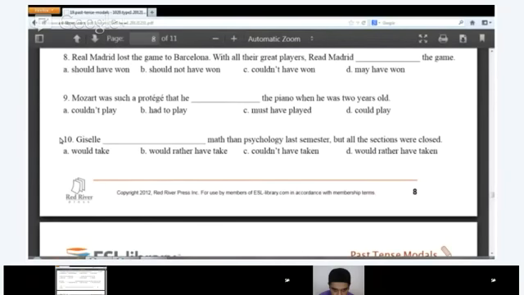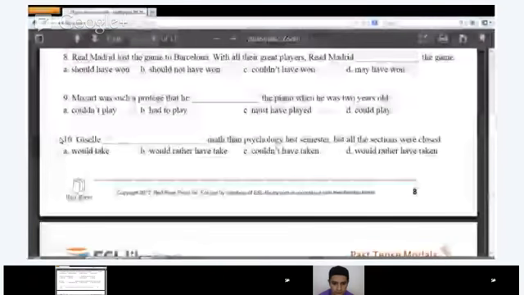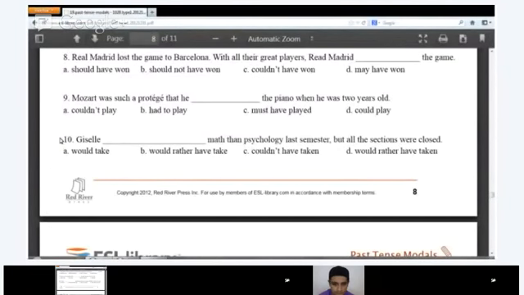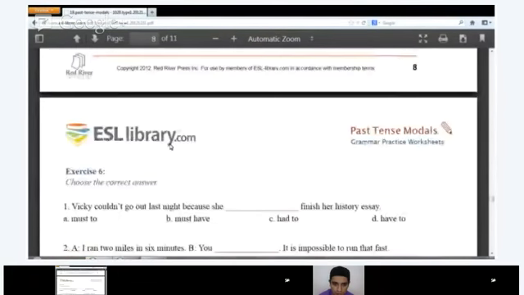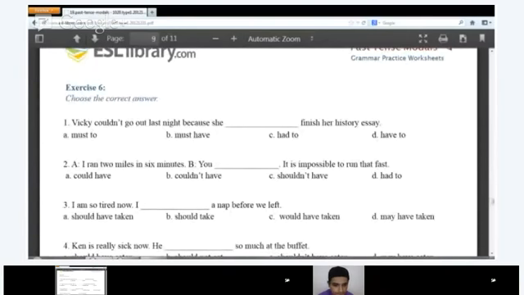Okay. Giselle. So the sections were closed. Would rather have taken? Let's see, Giselle would rather have taken math than psychology last semester, but all the, there you go, would rather have taken. So D, would rather have taken. Yes. Excellent. And let's do one more for Alessandro so he can finish this off.